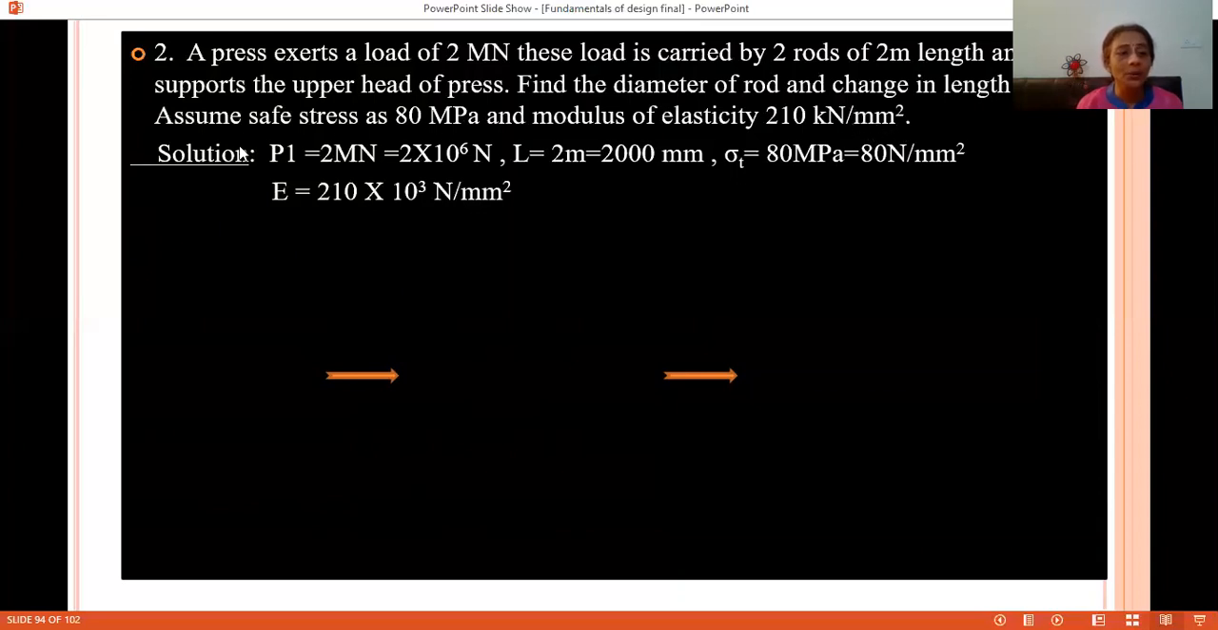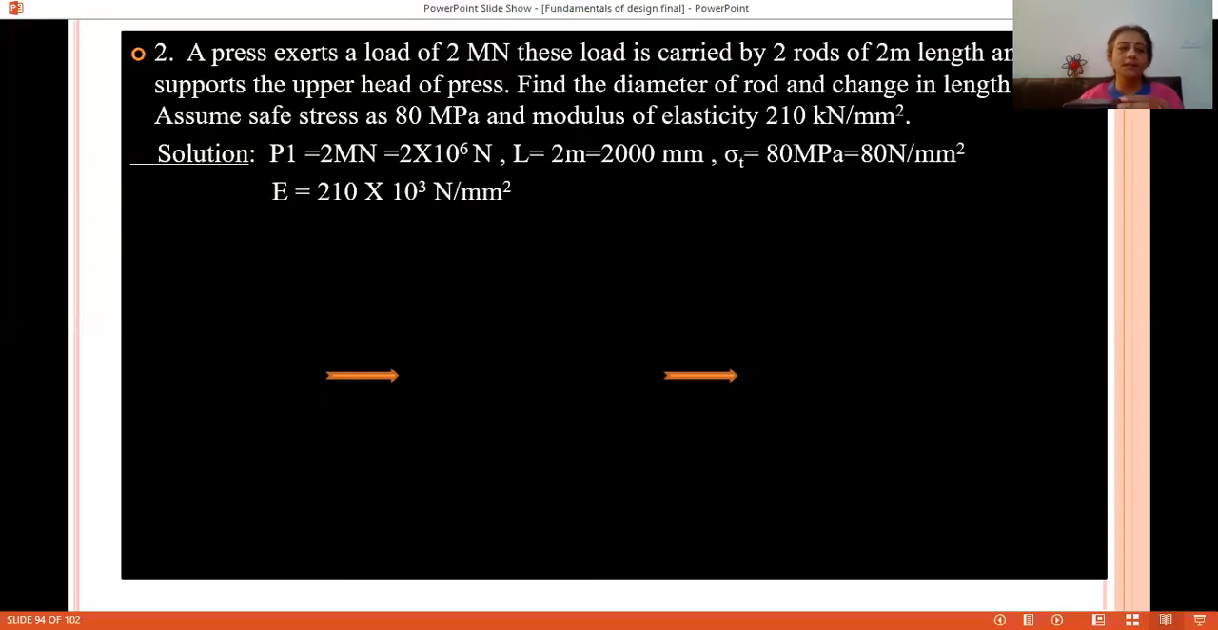So we will first write given data. Given load on the press is 2 meganewton, which comes 2 into 10 raised to 6 Newton. Length of rod is 2000 mm, so there are two such rods. Tensile stress is 80 megapascal and modulus of elasticity is 210 into 10 raised to 3 Newton per mm square.